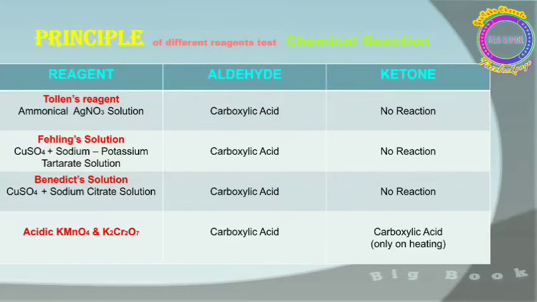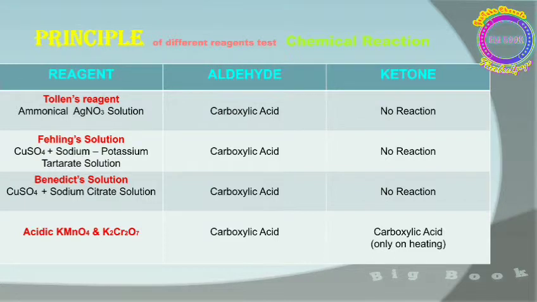Ketones have that double-bonded nature, so the reaction will not take place. Tollen's reagent, the ammoniacal silver nitrate solution, will not react with the ketone, but with the aldehydic group of the simple sugars it is going to react and reduce to the carboxylic acid, and a precipitate can be observed. Next is Fehling's solution.